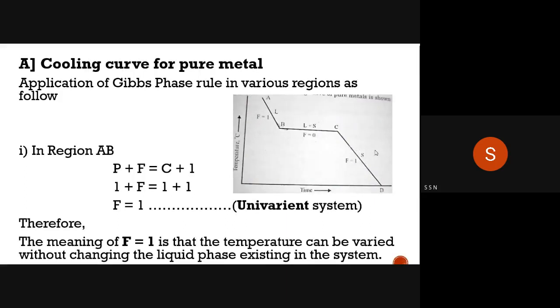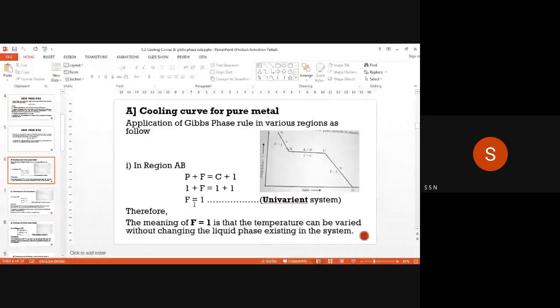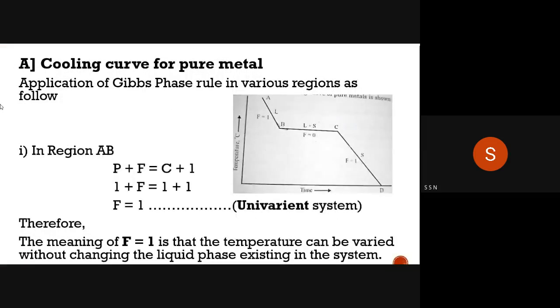If you understood these cooling curves, once again take a look at all the types of cooling curves. For the pure metal, you have a cooling curve like this. Firstly, when the metal is in the liquid phase, from A to B the cooling curve has only one phase. In that case, F is equal to 1. That means the degrees of freedom for the metal in liquid phase is only 1. This system is univariant. Either you can vary temperature or concentration.